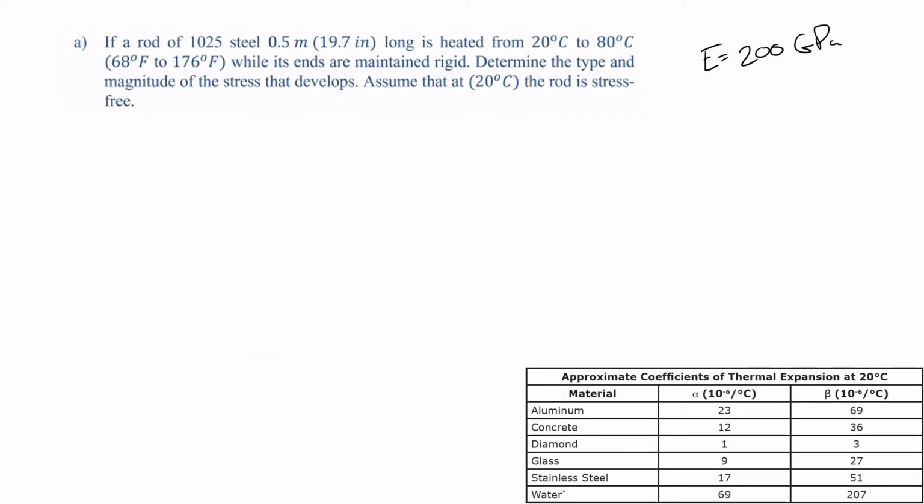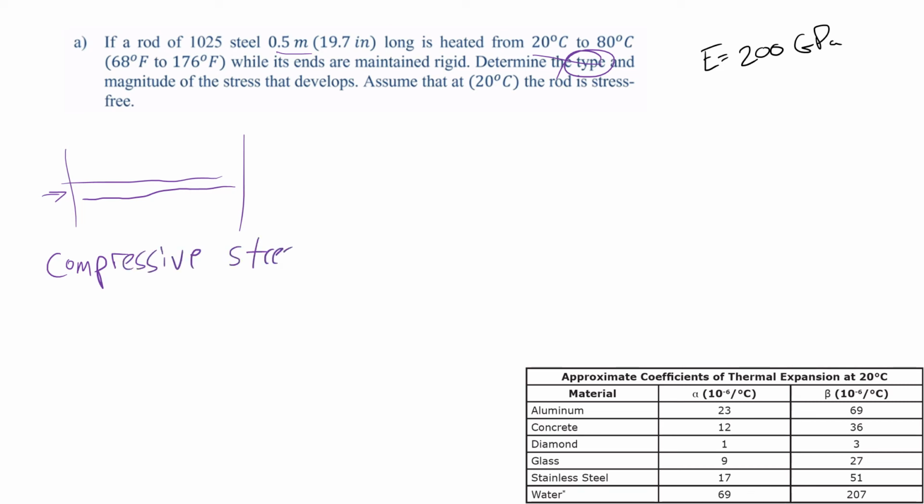Let's do one more. So we've got a rod of this kind of steel, whatever that is, 0.5 meters long, heated from 20 to 80, while its ends are rigid. Determine the type and magnitude of the stress that develops. All right, type. Let's talk about type. Type is easy. What's going to be happening as you heat this pipe up? The stress is going to be compressive stress because it wants to expand, but the walls are pressing on it and not letting it. So this is going to be compressive stress.